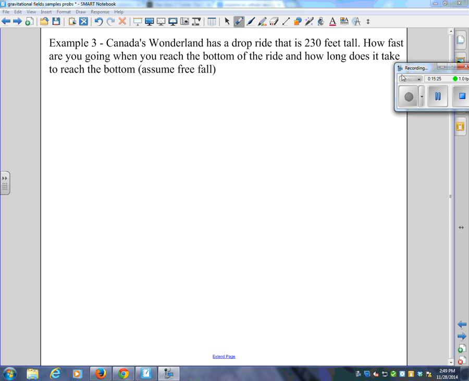This is true. Canada's Wonderland does have a drop ride. It is 230 feet tall. Do we change it to meters or what? We're going to do that, yeah.